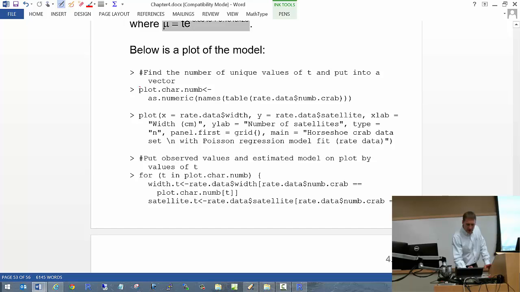I had to find the number of unique values of t that were in my data set. The way that I did that was use the table function, which we've done before. When you do the table function, you'll notice that there are labels given to you at the very top of the output that tell you, okay, this is for category 1, this is for category 2, this is for category 3, and so on. To extract those, I use the names function.